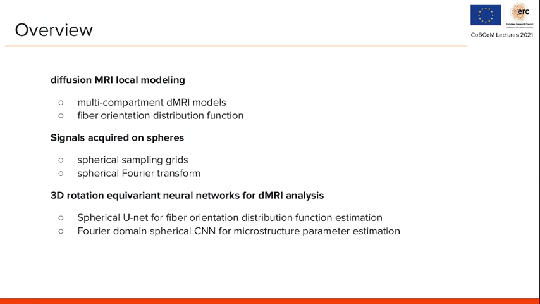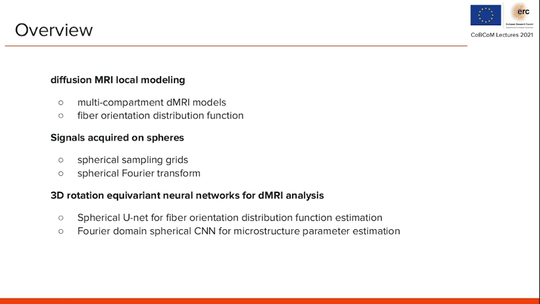I will start with a brief introduction to diffusion MRI local modeling, in particular to modeling via multi-compartment models and fiber orientation distribution functions. Further, some general challenges related to the analysis of discrete spherical signals are provided. After that, I will present you our work on spherical CNN models designed to address two different problems in diffusion MRI local modeling.